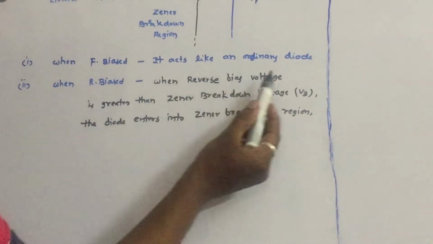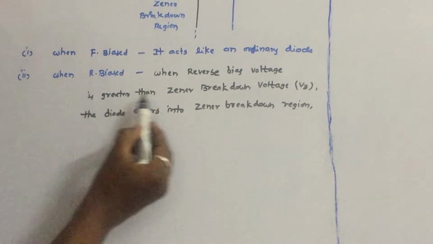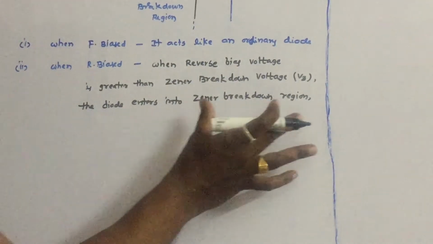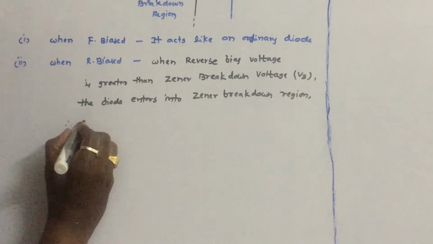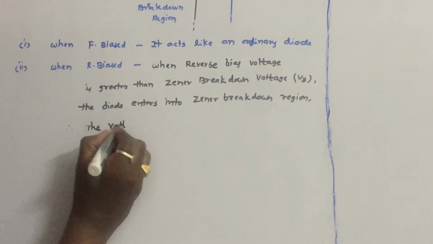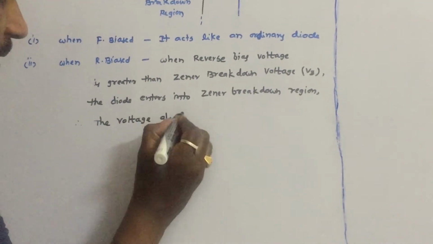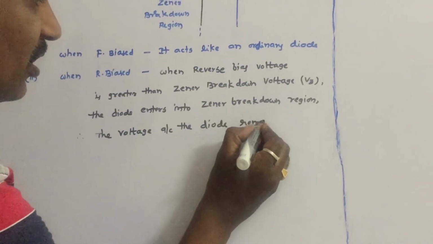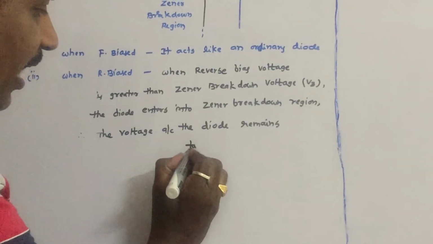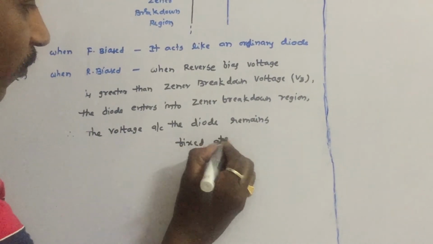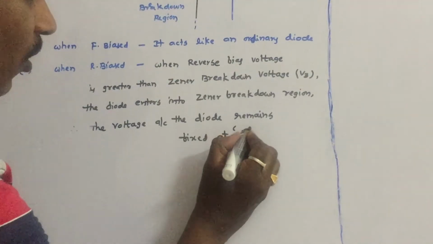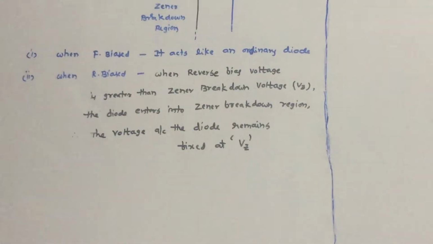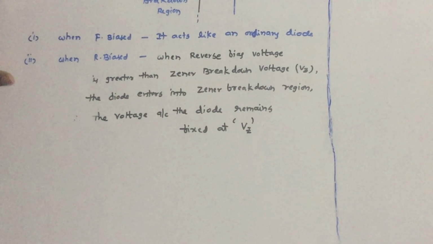So remember carefully, when the reverse bias voltage is greater than Zener breakdown voltage, the diode enters into the Zener breakdown region. Therefore, the voltage across the diode remains fixed at Vz. Once it enters into Zener breakdown region, the voltage across Zener diode remains Vz, that is, fixed. So therefore, these characteristics are used in clipping circuits.